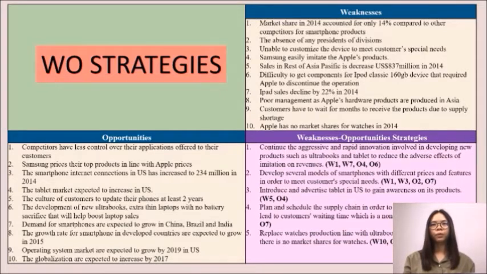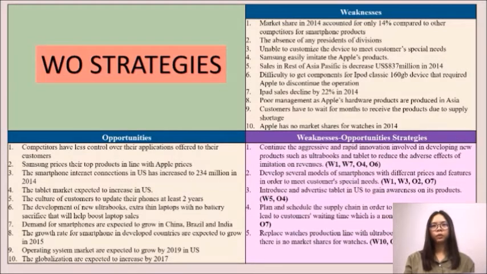By referring to W1, W7, O4, O6, it is expected that there's increasing market for tablet and ultrabooks, which can be used to overcome the weakness, which is decreasing market share as well as the declining iPad sales.